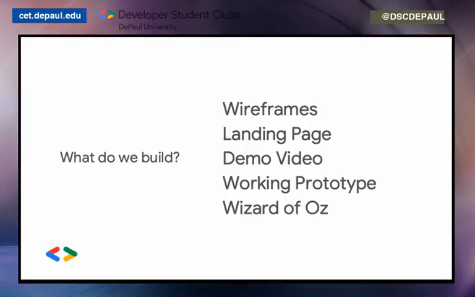These are the 5 elements where you would start and literally have a working product in your hand. You start by doing wireframes, like you did. It's not the whole process, it's just the important elements of how you would go about the product design process. You would do your research, develop personas, do wireframes, then a landing page, then a demo video of your application, a working prototype, and also a Wizard of Oz. We'll talk about all these things in detail.